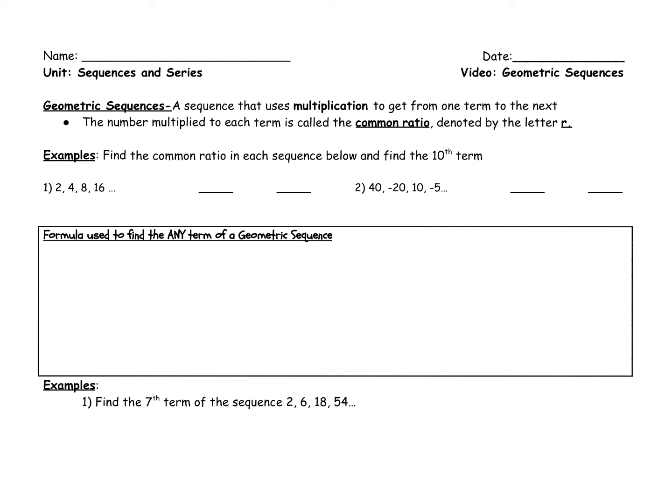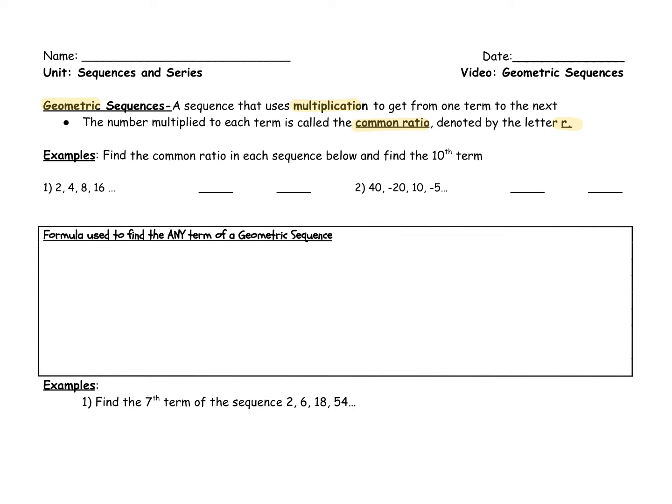Hi everyone. In today's lesson, we're going to talk about geometric sequences. First, what is a geometric sequence? It's a sequence that uses multiplication to get from one term to the next. So the number that we multiply to each term is called the common ratio, denoted by the letter R.